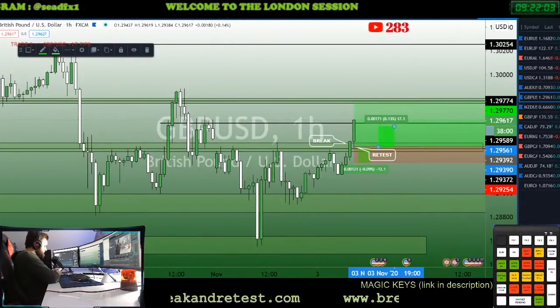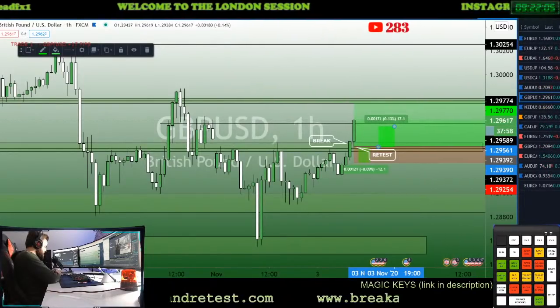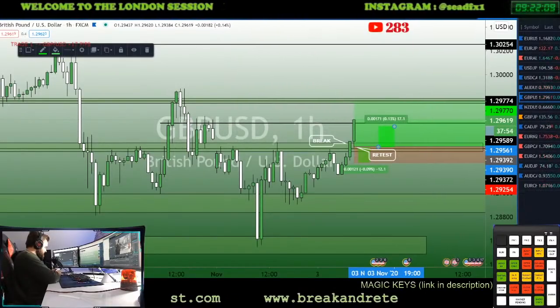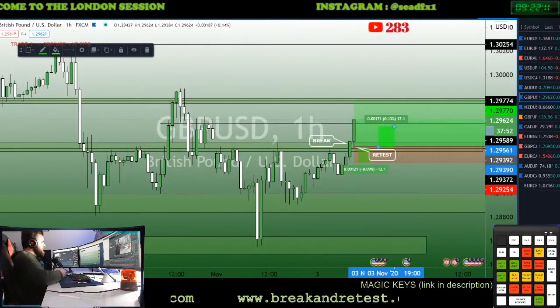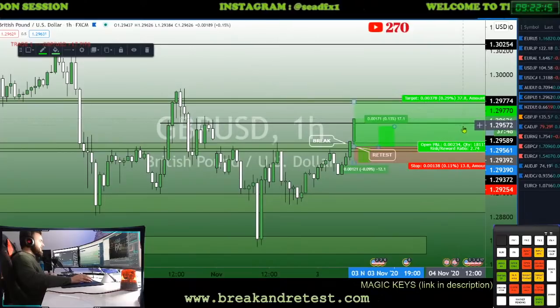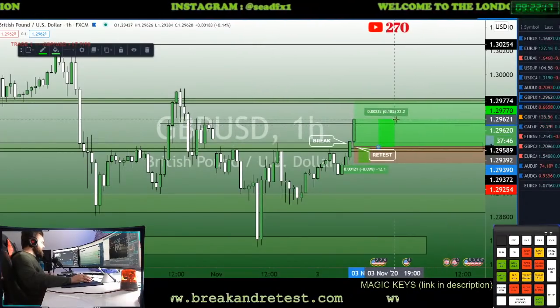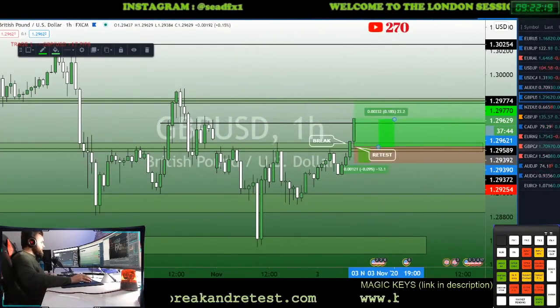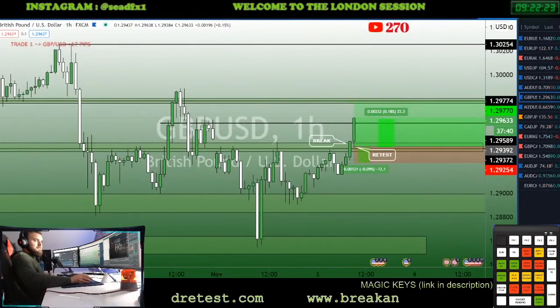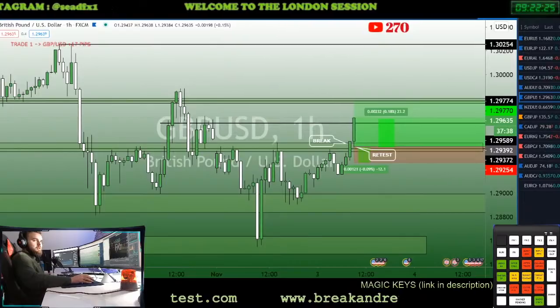Because it's falling. And on GU, I have my TP at 1.29999. Man, GU is flying. 23 pips right now. Crazy. 23 pips. We are pushing.